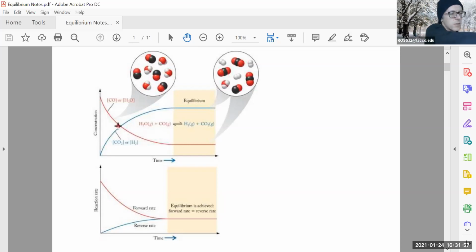During this part of the process, from here to here, this is not at equilibrium. Why? Because there's a change in the molar concentrations of chemicals.